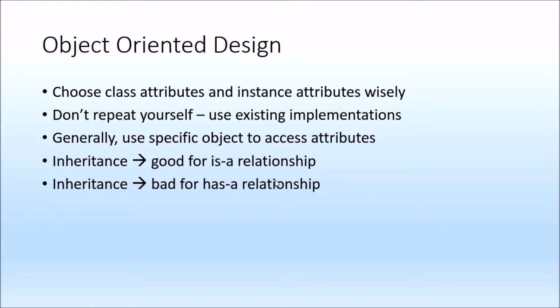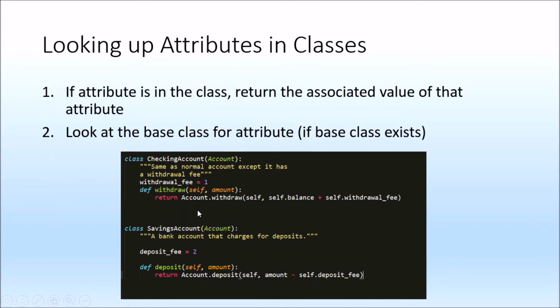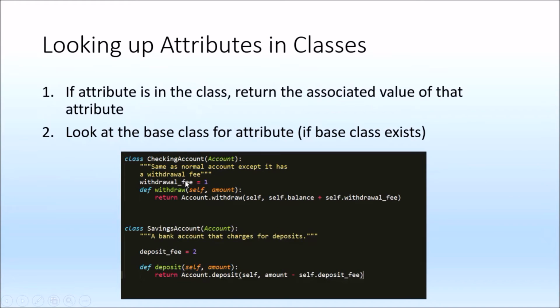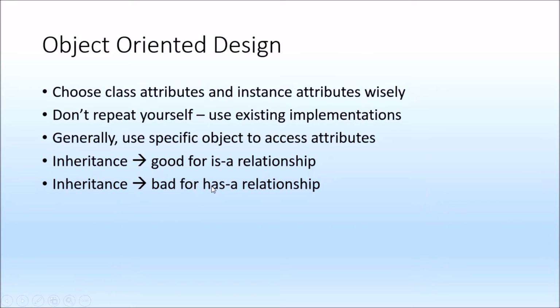to access attributes. And then, specific to inheritance, it is very good for an is-a relationship. It worked so well in this example because checking accounts and savings accounts at the end of the day are a specific type of account. And that's why inheritance worked in this situation. But what does an account have? An account has a balance. So inheritance is not good for this. You don't want to make a class Balance that inherits from Account, because really the balance should be an attribute of the class Account.